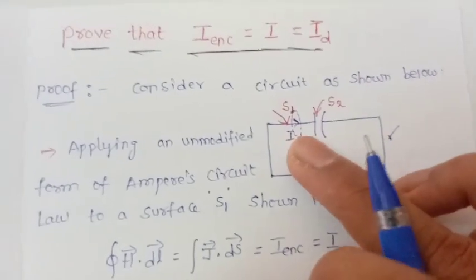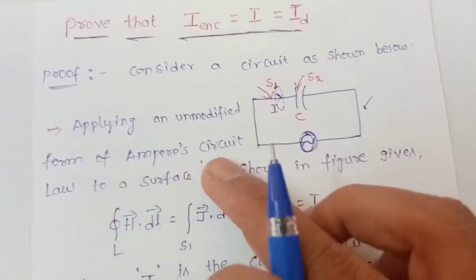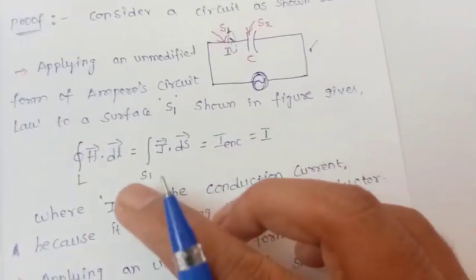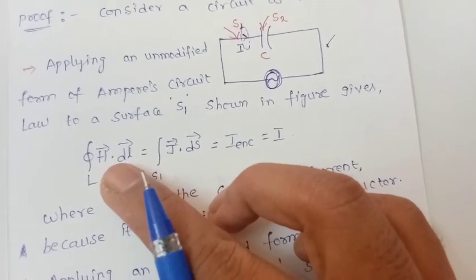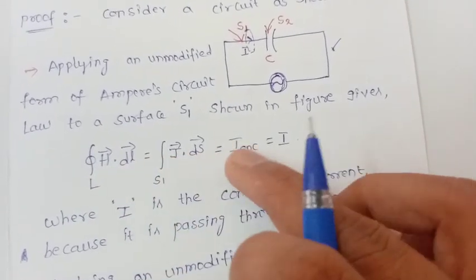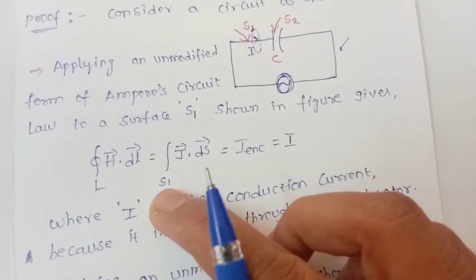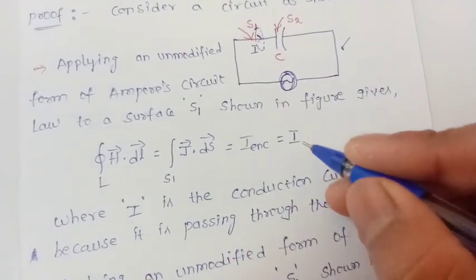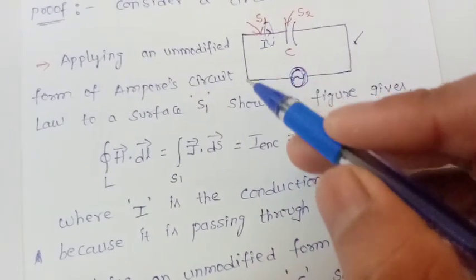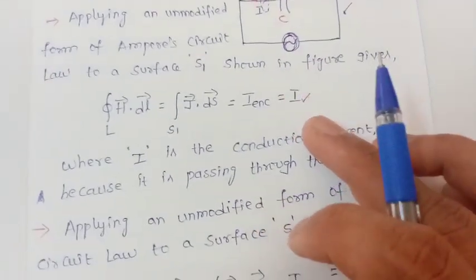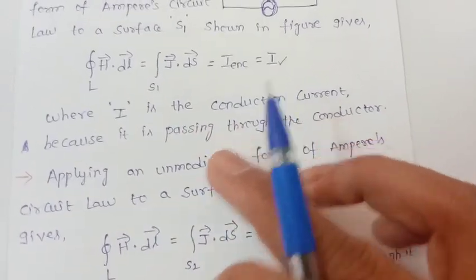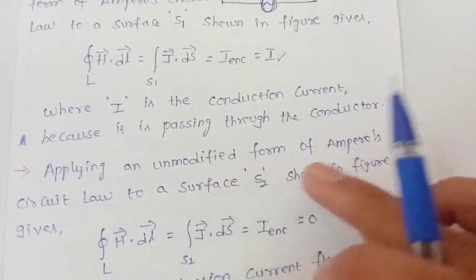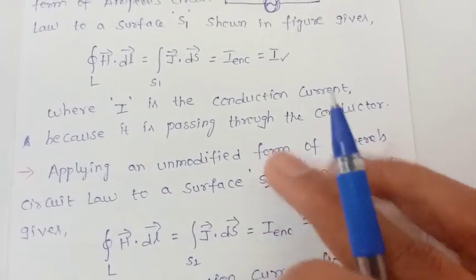Okay, in surface 1, applying an unmodified form of Ampere's circuital law to surface 1, as shown in the figure. Now we know that the closed line integral of H bar dot dl bar is equal to the current enclosed. In surface 1, the surface integral of J bar dot dS bar is equal to the current flowing. It is a conduction current. Why? Because it is a conductor. The current flowing through this is a conduction current, where I is the conduction current because it is passing through the conductor.